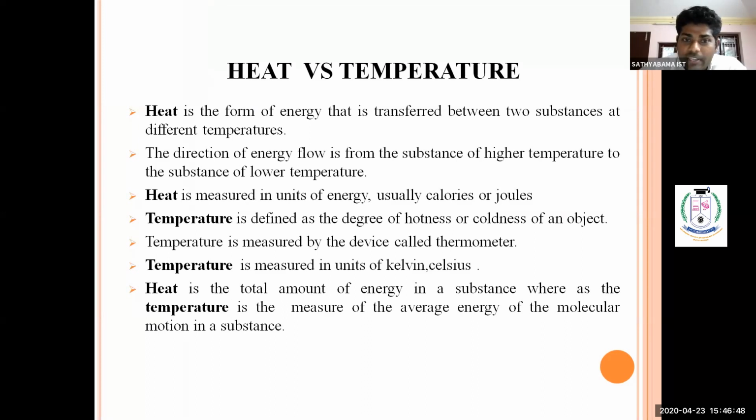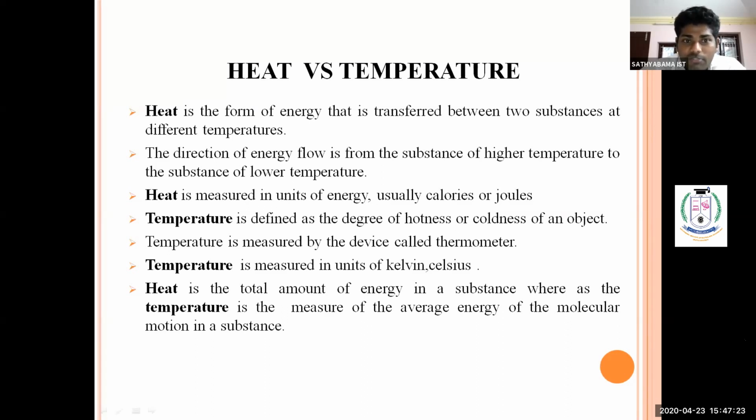See, heat is a form of energy that is transferred between two substances at different temperatures. If one substance is at 20 degrees Celsius and another is at 40 degrees Celsius, the heat at the higher temperature is transferred to the lower temperature. In the second unit you studied engines. Heat will always be transferred from higher temperature to lower temperature. Of course, heat can be transferred from lower temperature to higher temperature with some external source. If you are not giving any source, we can't transfer heat from lower temperature to higher temperature.